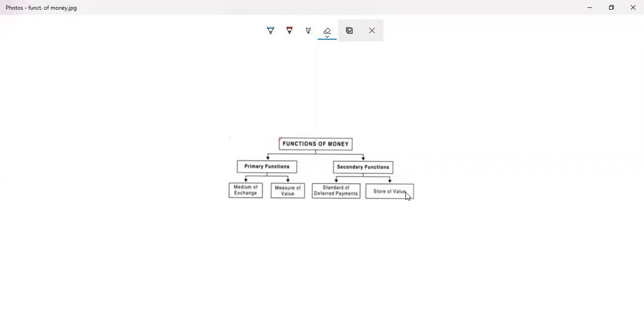So the secondary function of money is store of value, that is storing the money as a value, right? And the other one is standard of deferred payment. So you all have made note of this. Please jot down this flow chart. This is very helpful.